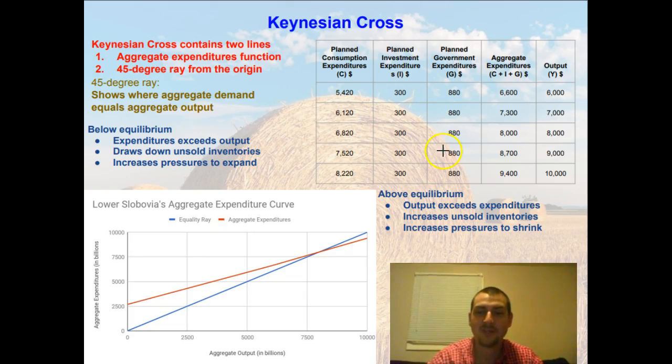But whenever you're above equilibrium, where output is greater than expenditure, so where you've got leftover hay in the barn, that farmer's not going to be producing nearly as much the next year.